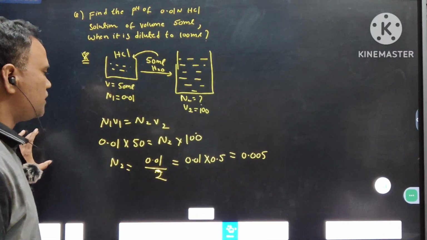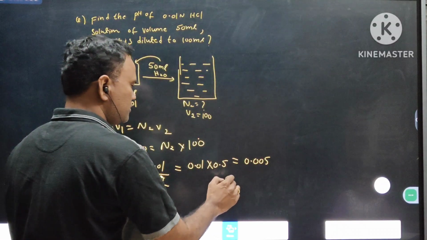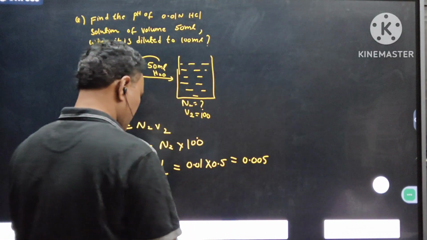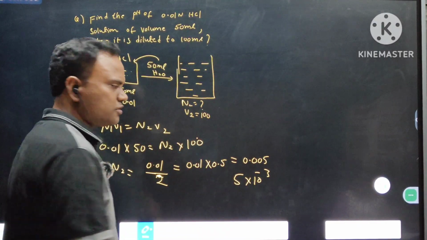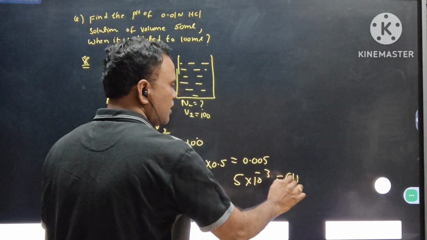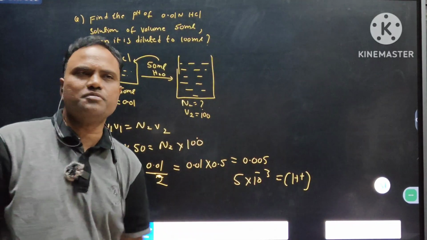The final normality concentration is 0.005, nothing but 5 into 10 to the power of minus 3. This is nothing but the H plus concentration. When normality data is given, you can take the final normality only as the final H plus concentration.